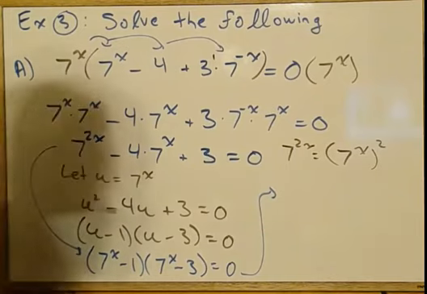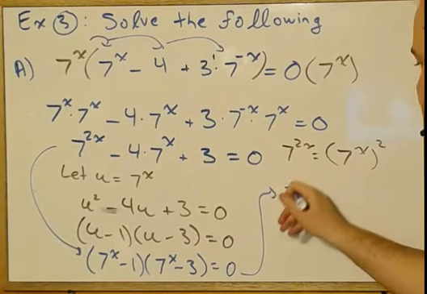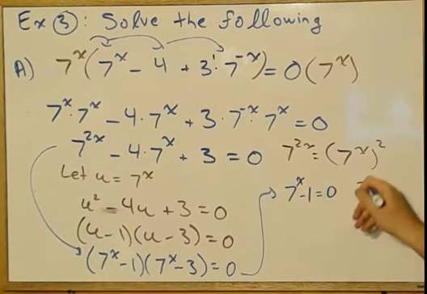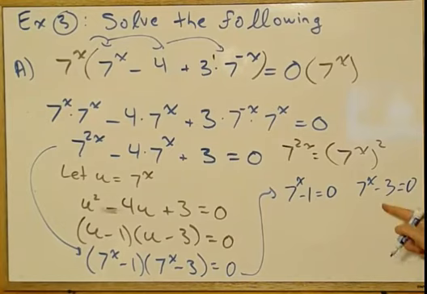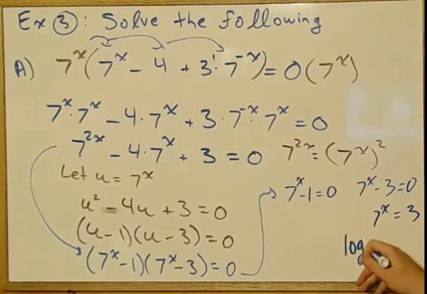Okay, so now we need to solve the two leftover equations. And previously, we actually just stopped by factoring this. Now let's go ahead and solve it. So here we have 7 to the power of x minus 1 must be equal to 0, and 7 to the power of x minus 3 must be equal to 0. So plus 3 on both sides gives us 7 to the power of x is equal to 3. And we can solve this by using the exponential equivalent and writing this as log base 7 of 3 is equal to x. And that's one of our solutions.